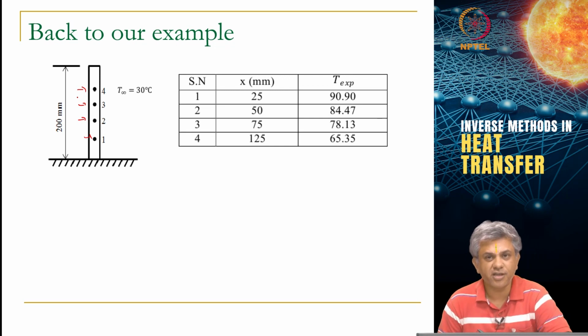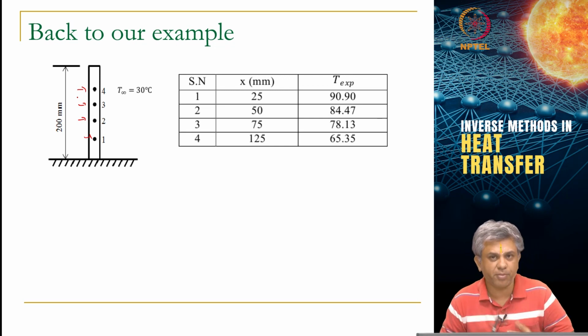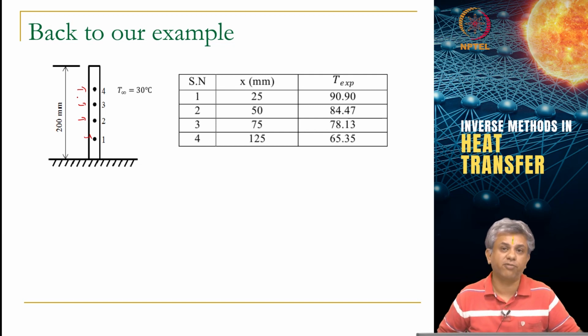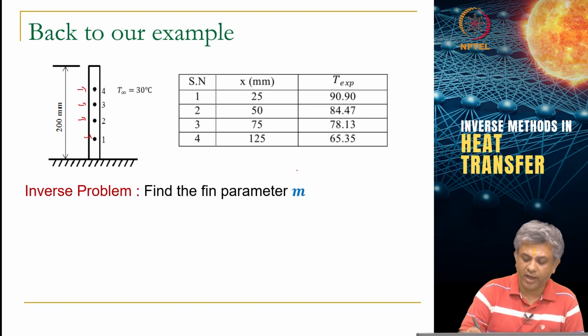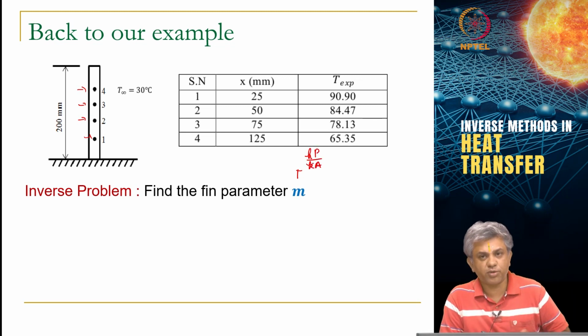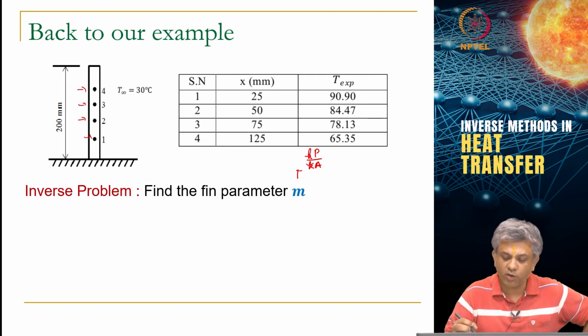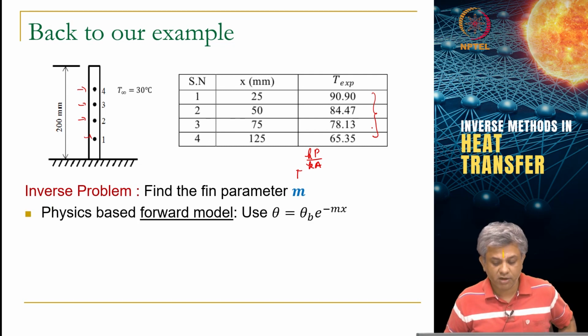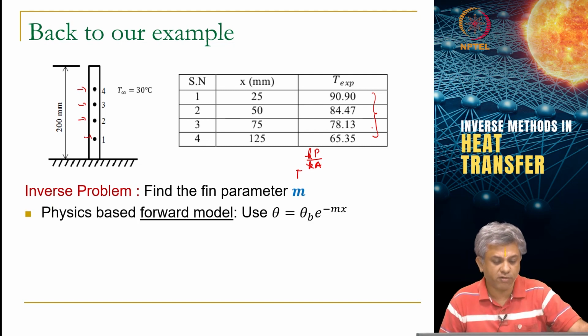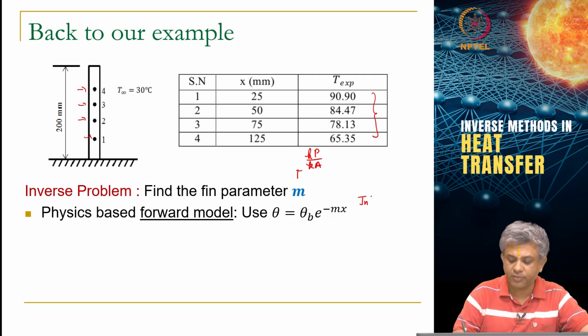Now, for some reason, either you do not know the physics of the problem, we are going to pretend as if we do not know the physics of the problem, we do not know the fin equation, and we want to find out the fin parameter m. You might recall what m is, this Hp by Ka. I had derived this in the first week. Suppose I want to find out this parameter and the only 4 pieces of information I have are this, then how do I go about doing that? Now, the forward model based on physics, assuming an infinite fin, is this. This is the forward model.